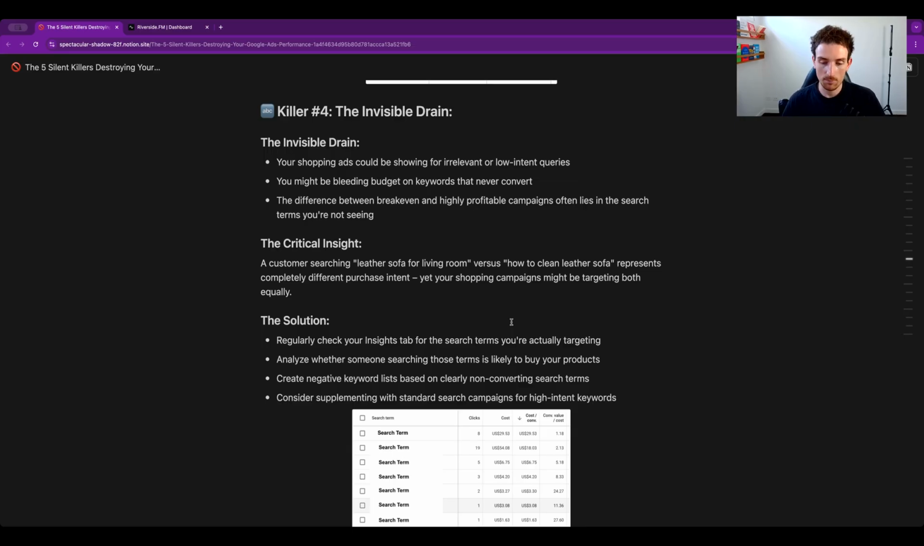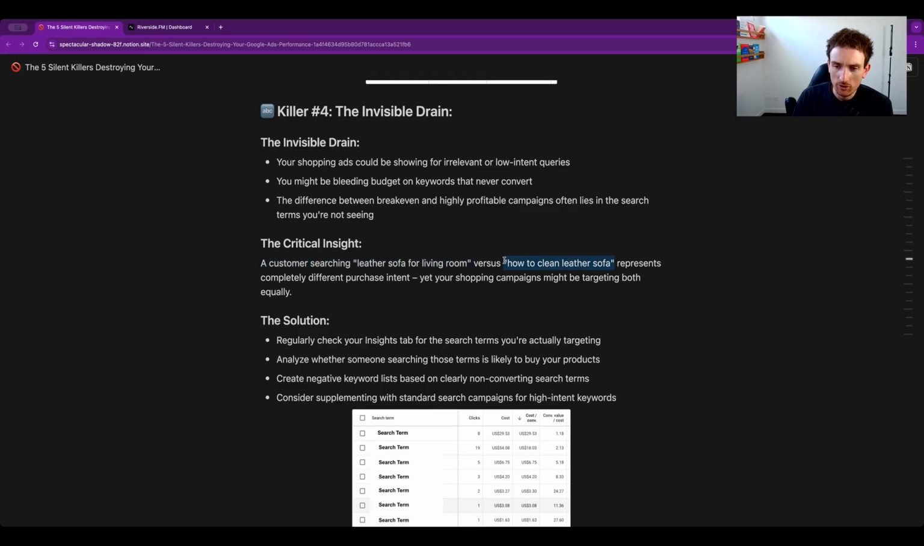Now, I call this next part the invisible drain. This is very similar to the product spend, but it's essentially keyword targeting. A lot of people are just not cognizant of the keywords that they're actually targeting and what they're spending on. And therefore, they're showing up for these irrelevant search queries and they're bleeding budget on keywords that are not going to convert for them and that will never convert for them. And oftentimes by cleaning this up, you'll be able to go from breaking even or unprofitable with particular campaigns to being highly profitable. And this often lies in the search terms that you're targeting. Now, this is a specific example I had with a client that approached us recently that sells furniture.